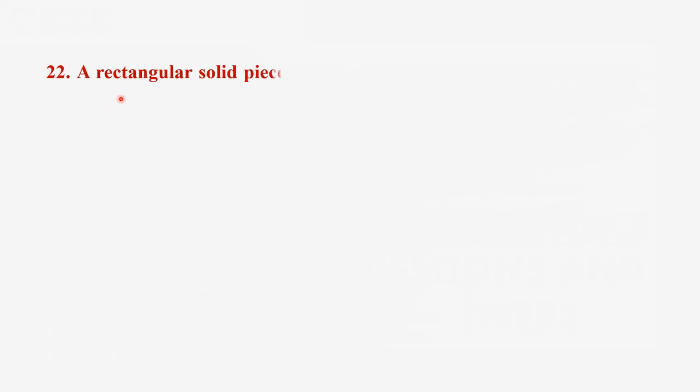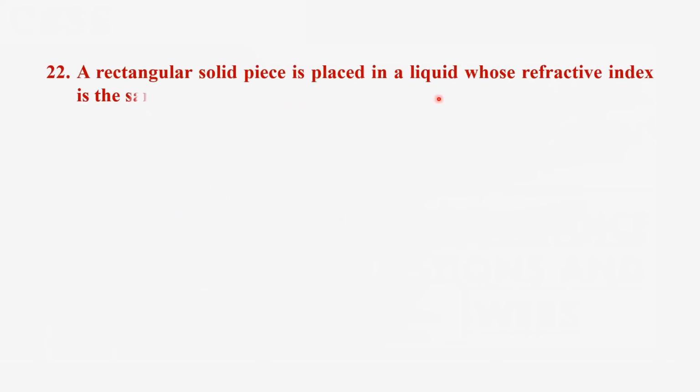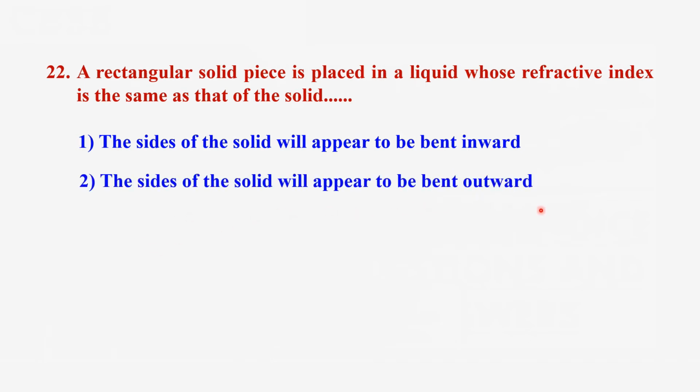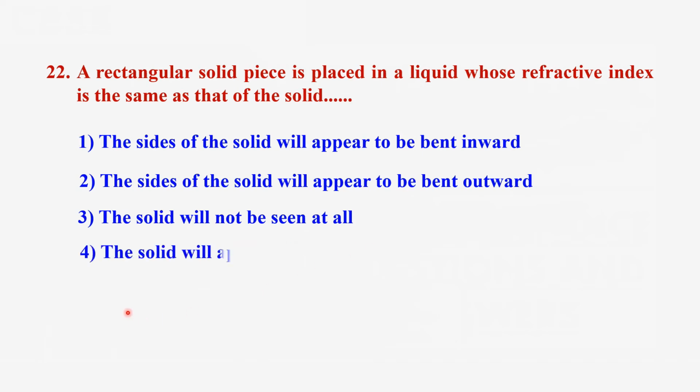Next, a rectangular solid piece is placed in a liquid whose refractive index is the same as that of the solid. The sides of the solid will appear bent inward. The sides of the solid will appear to bend outward. The solid will not be seen at all. The solid will appear as in air.